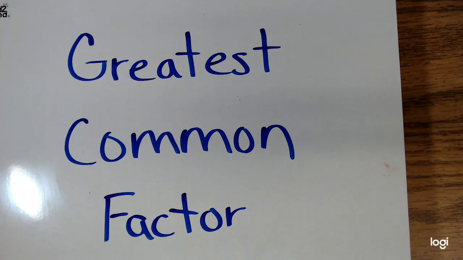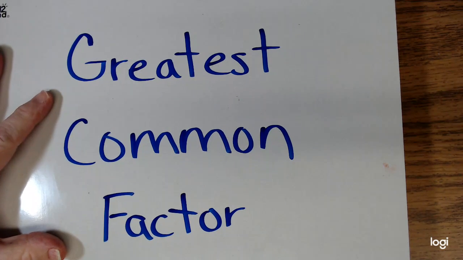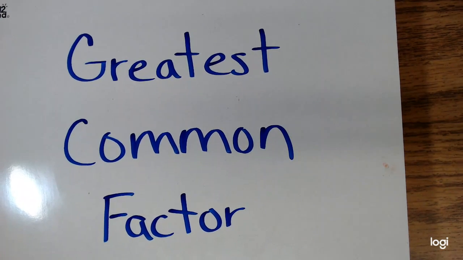You will notice on the whiteboard in front of you it says greatest common factor. Greatest common factor, remember, is the GCF. We talked about it yesterday and we're going to review it a little bit today, and I'm going to show you another way to possibly find the greatest common factor. Remember, a factor is a number that we multiply times another factor to get the product.